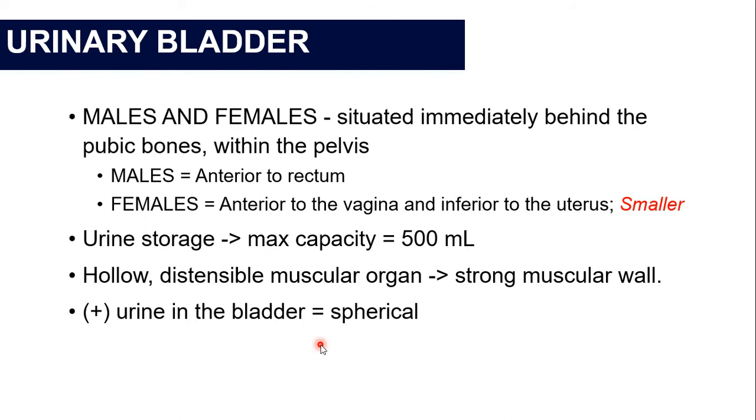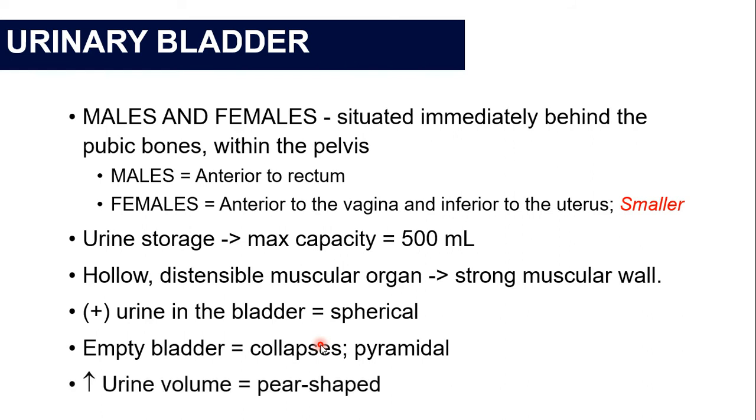Next, if there is urine in the bladder, it forms a sphere, or it is spherical in shape. But when the bladder is empty, it collapses and forms a pyramidal shape. But if there is an increase in urine volume inside the urinary bladder, it will become pear-shaped. Folds of the peritoneum hold the urinary bladder in position.